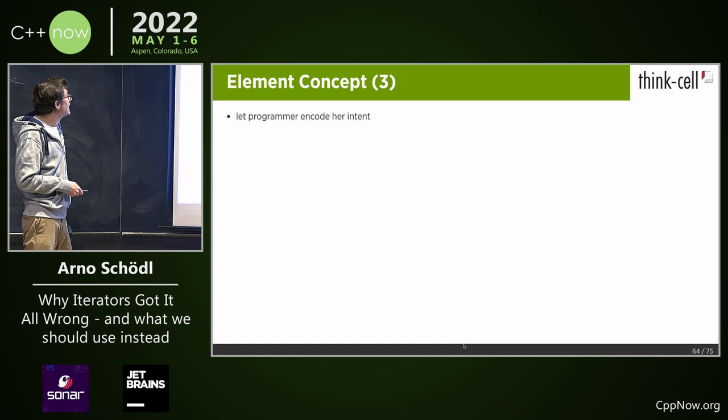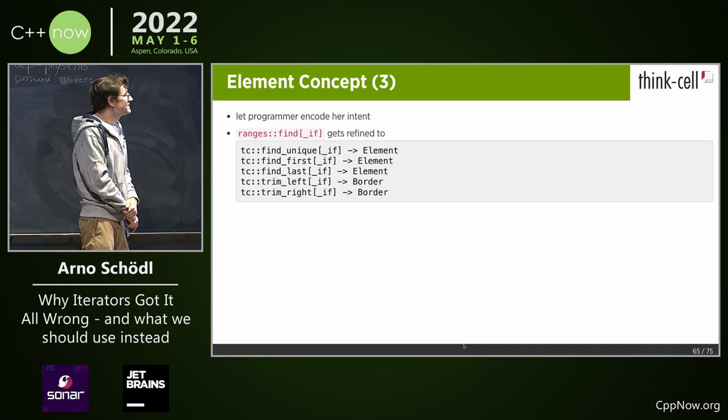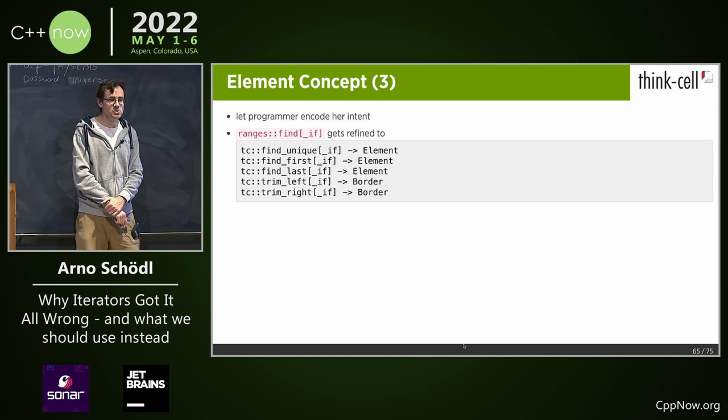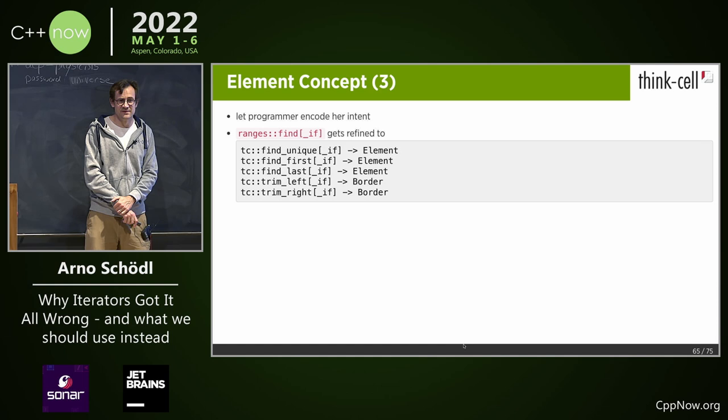And the goal here is to let the programmer encode her intent. I don't like find, because find doesn't really tell you. There's too much, I find, and then assert not end. Or assert I didn't find anything else. Or it would be nice if we could really say what we mean in the code.